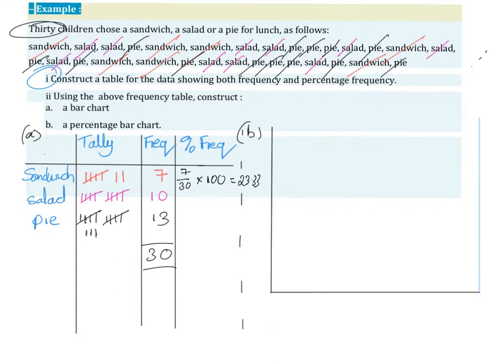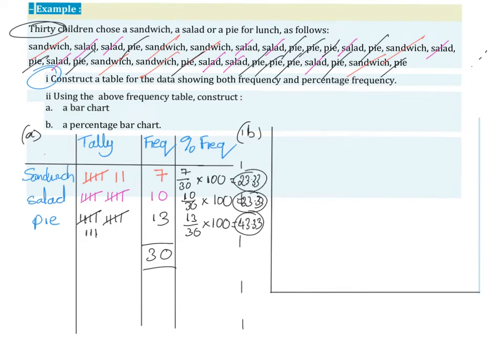23.33. All right, I'm going to do the same for the next two. So 10 out of 30 times by 100. 33.33, and 13 divided by 30 times by 100. Of course, it should all add up to 100%. 43.33. Now, I'm probably off a little bit because of rounding issues here, but overall, if I added up all of these, I'm pretty close to 100%.